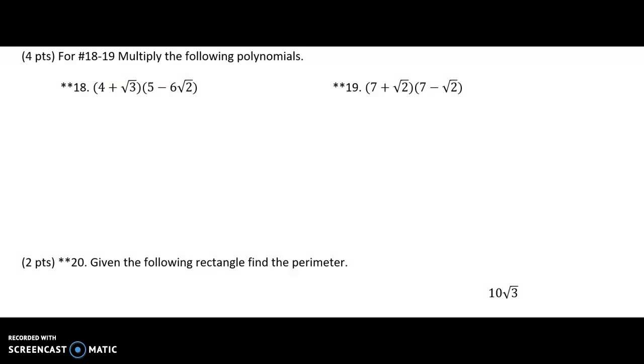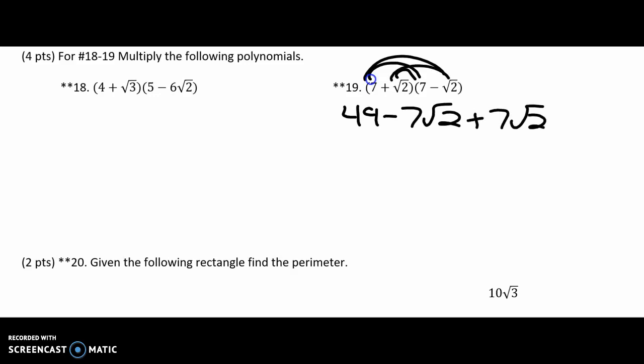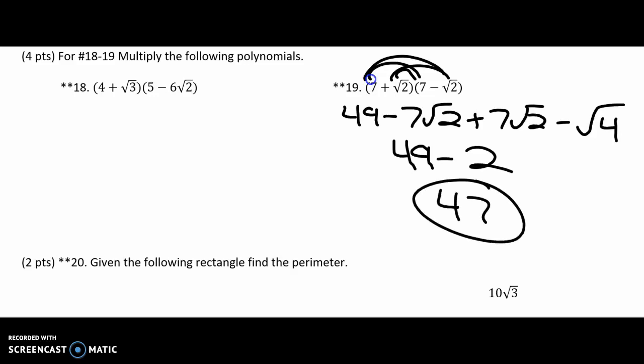That next one is conjugates. So they're conjugates of each other. So when you do conjugates, you'll actually see some really cool stuff happen here. All right, so first times first is 49. First times the outside, negative 7 root 2. Inside times inside, positive 7 root 2. And then finally root 2 times negative root 2 is negative square root 4. So the middle, what's nice about conjugates is the middle goes ahead and cancels out. So I would be left with 49, and instead of root 4, I know what the square root 4 is. Square root 4 is 2, so this is 49 minus 2, which is 47.